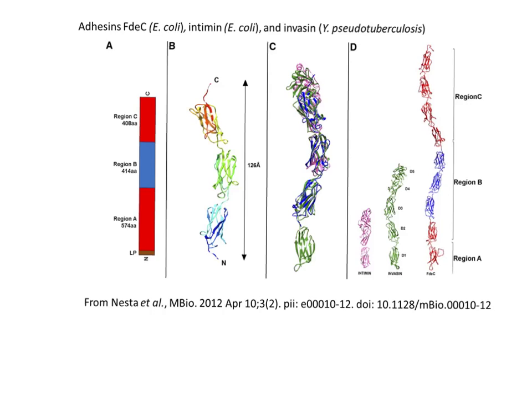The point of this particular panel D in this figure is to look at the adhesin FDEC, to look at the actual crystal structure and shape of the protein, and to compare it to two other adhesins, intimin from E. coli and invasin from Yersinia pseudotuberculosis. Both of these adhesins are mentioned in that previous figure on slide 1 from the Emerging Infectious Diseases paper.